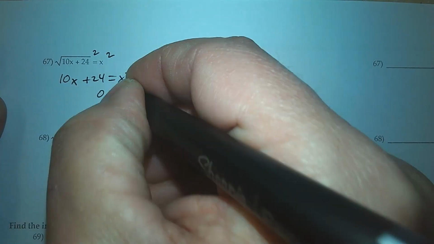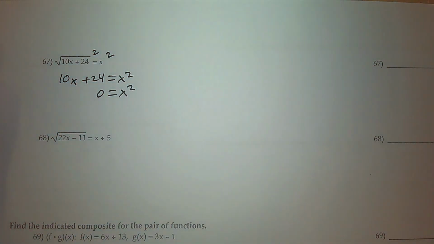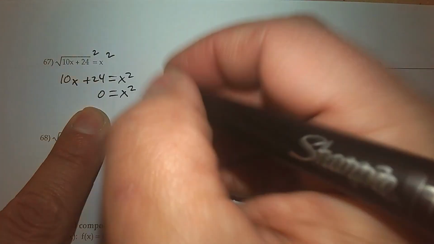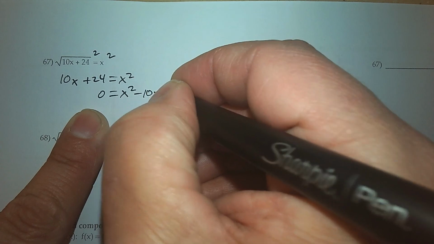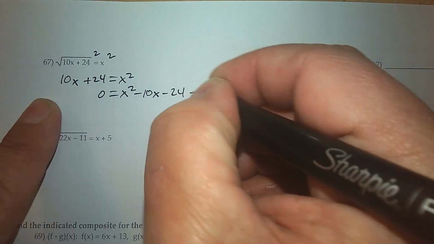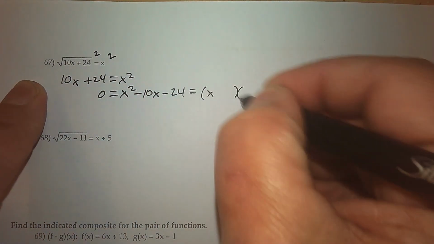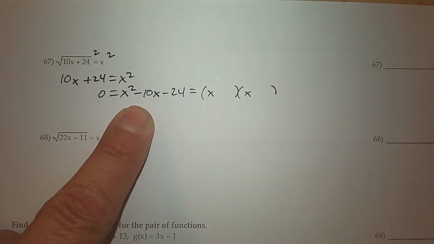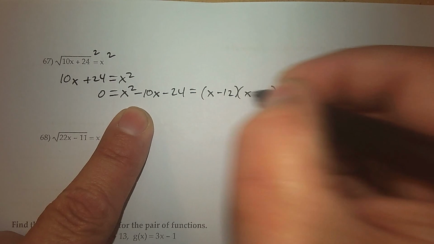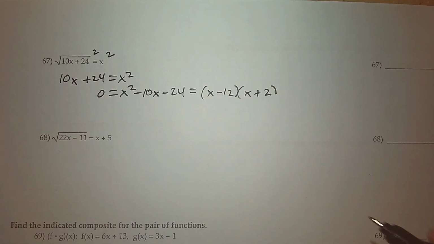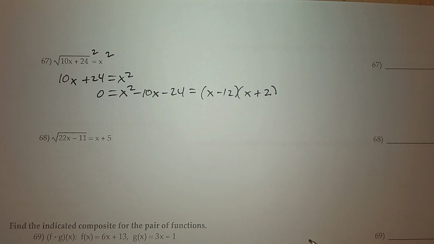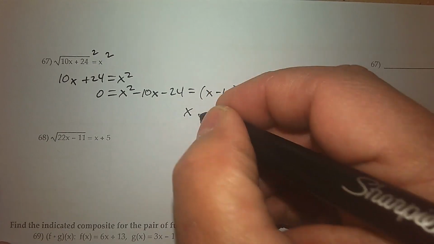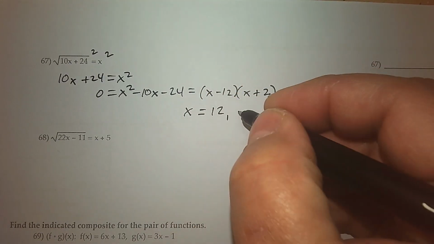What type of equation do we have now? It's a quadratic. How do I solve a quadratic? I make it equal to 0. So I subtract 10x. I subtract 24. I hopefully factor this easily. What 2 numbers fit here? Perfect. 6 and 4 do not work. So negative 12 and positive 2, which means my 2 answers are positive 12 and negative 2.